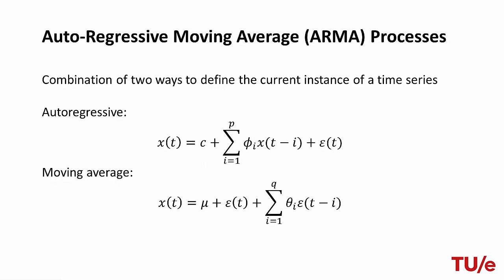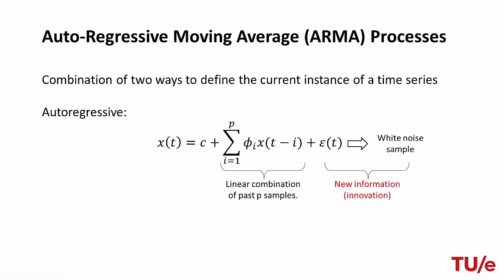Auto-regressive moving average processes combine two different models for random processes, namely the auto-regressive model and the moving average model. On this slide, we see the formal description of both models. The autoregressive model tells us that the current sample of the random process can be modeled by the linear combination of p past samples plus a white noise term and a constant term. Assuming such a model for a random process and estimating the coefficients phi and c, we can predict the future samples with some error from the white noise process besides the estimation errors in the coefficients.